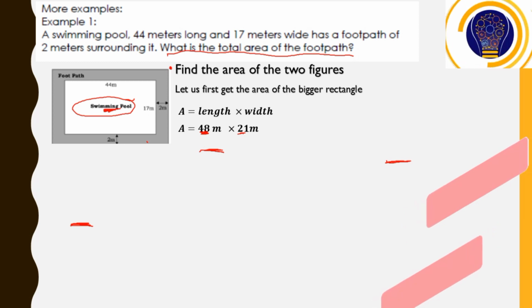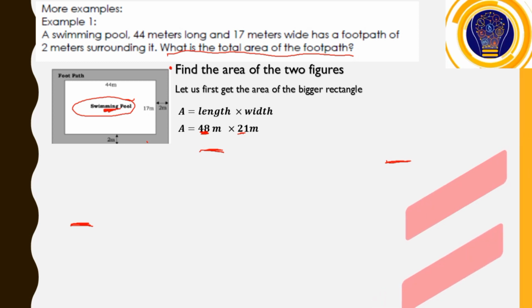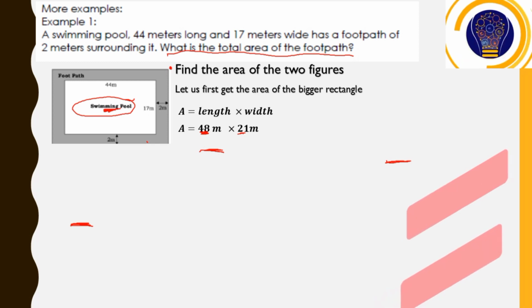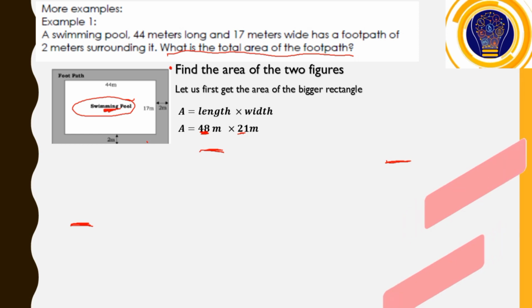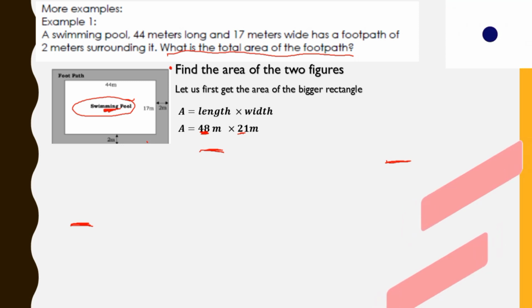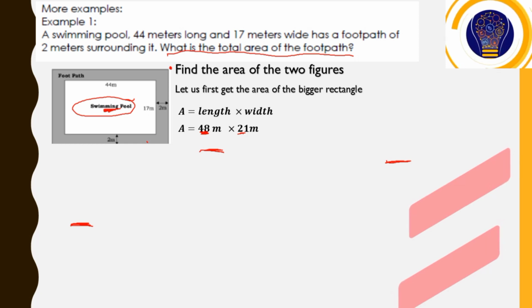Ma'am, saan galing ang 21? 17 lang po ito. So, we have here 17 meters. Yung 17 kasi, simula dito hanggang dito, 17. Meron ka pang 2 meters dito at saka 2 meters dito. So, we have 17 plus 2 plus 2. The answer is 21. So, yung malaking rectangle, ang kanyang width ay 21 meters.